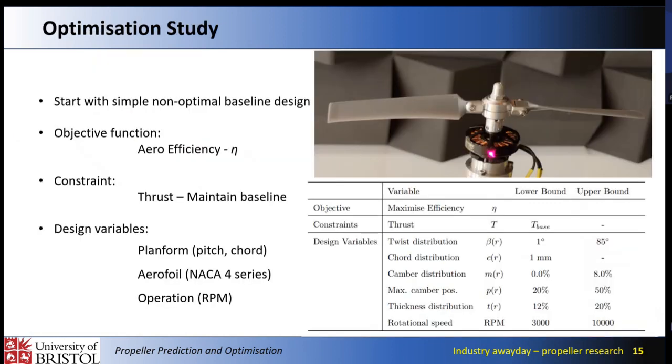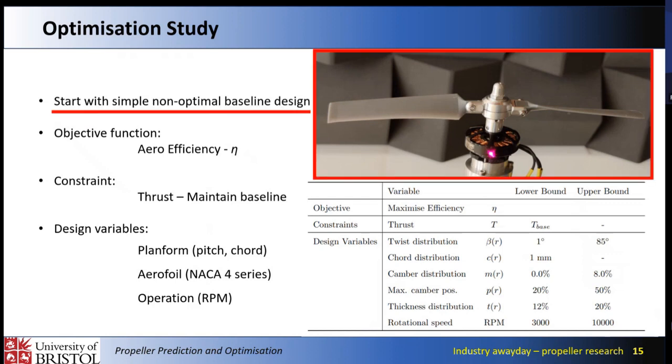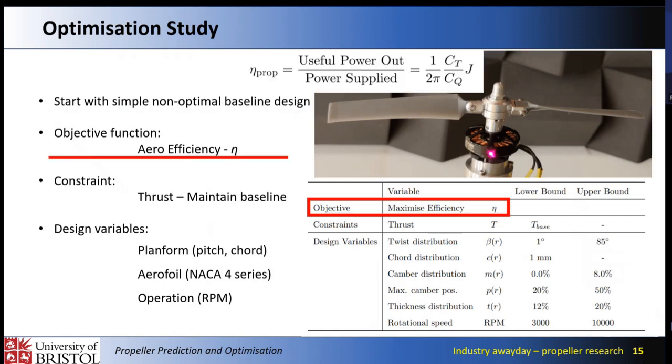So just to apply this to a practical study, we start with this blade here on the right. This is just a simple non-optimal baseline design, which we tested in the tunnel. So we're going to start with this and generate an optimal design. What we mean by optimal in this case is optimizing the aerodynamic efficiency. I define that as the useful power out, in terms of thrust, by the power that would need to be supplied because of the aerodynamic torque.